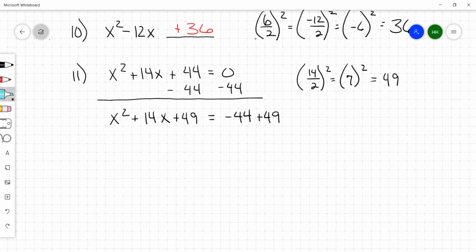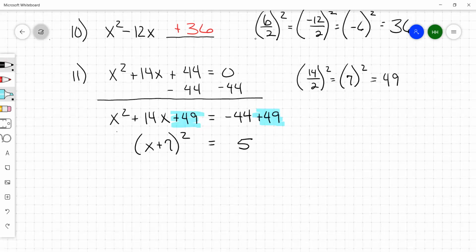If you got a highlighter, I would highlight that and that. People forget to add it to both sides all the time. All right? Got to add it to both sides. So on the left-hand side, we got a perfect square now. This is x plus 7 squared. Negative 44 plus 49, that is a positive 5.